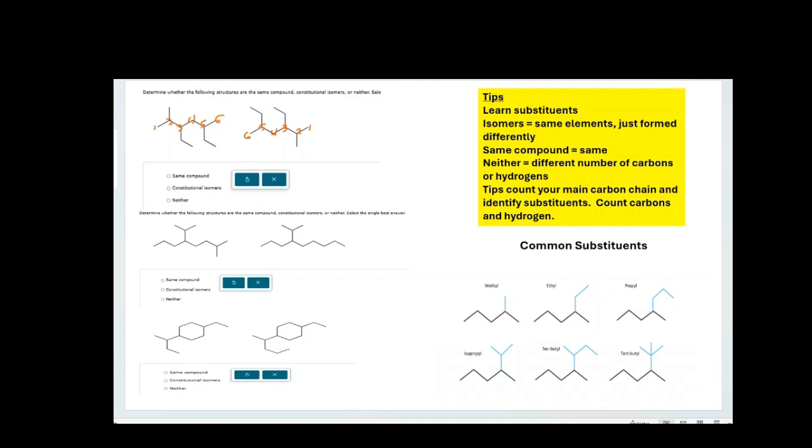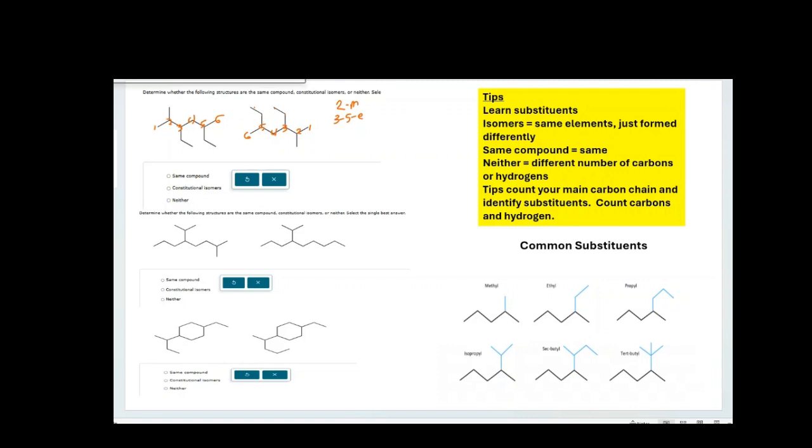So on carbon 2 right here, I have a methyl. And on carbon 2 right here, I have a methyl. So I can note on both those carbons, carbon 2, I have a methyl. For carbons 3 and 5, and again right here for carbons 3 and 5, I notice I have an ethyl. So I could just write right here, 3 and 5, I have an ethyl. With that being said, I can quickly look at this and say, because I have those groups and everything's accounted for, substituents, carbons, hydrogens, I'll pretty much say this is the same compound.